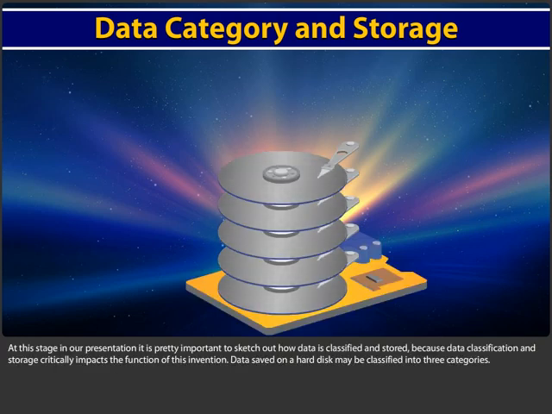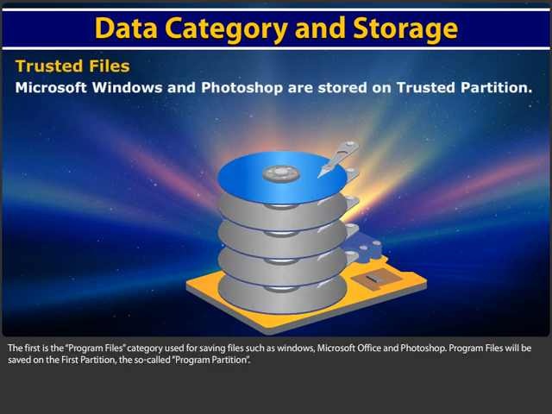Because data storage and classification critically impacts the function of the main switch, data may be classified into 5 categories. The first is the trusted files category, which will be used to save factory-installed operating systems such as Windows and Photoshop, and for saving programs from a trusted source such as a supplier's CD or DVD. These will be saved on the first partition, the so-called trusted partition, shown here in blue.